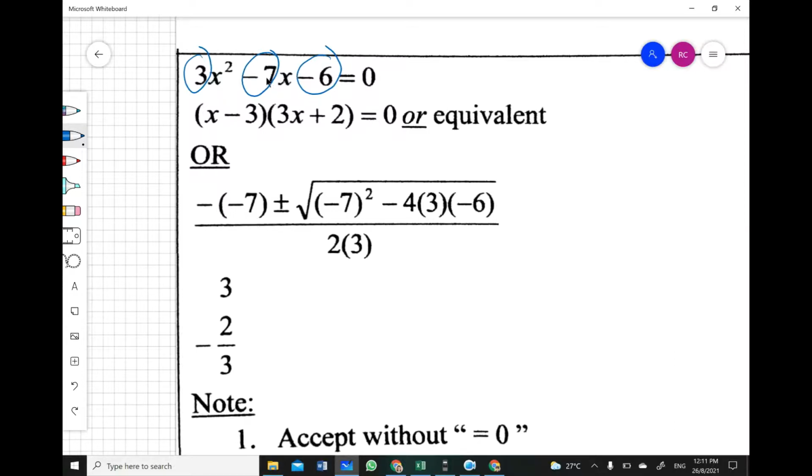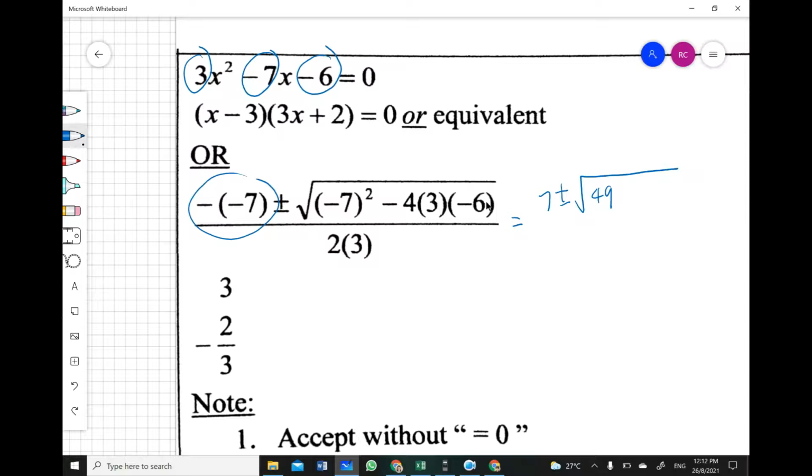So from the formula that we have, it is negative b. B is negative 7. You just substitute. Plus minus square root of b squared minus 4ac. So everything you take it from there. And then you divide by 2a from here. So you just need to press your calculator, or you can simplify it by using your own calculation. Negative times negative is a positive 7. Plus minus negative 7 squared is 49. And then you have 4 times 3 equal to 12.